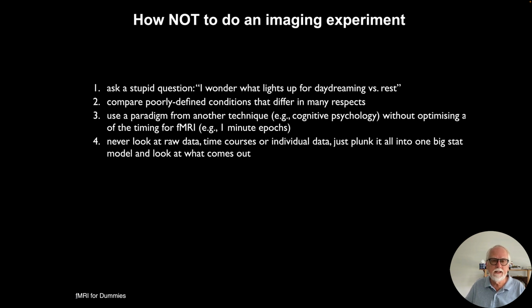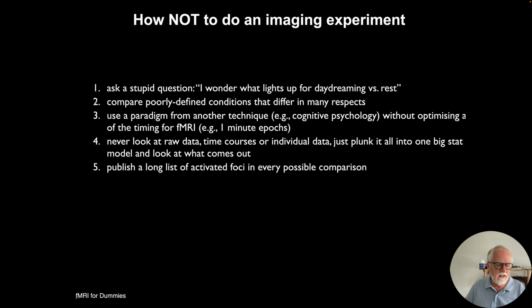Never look at the raw data, the time courses, or the individual data. Just plunk it all into one big stat model and look at what comes out. So this is the problem that a lot of people get tons and tons of data from an fMRI study, and they could just milk it all they want, run all sorts of analyses until they find something significant. There's just so much data that you get from an MRI study, and that's sort of making a joke about that. Publish a long list of activated foci in every possible comparison.